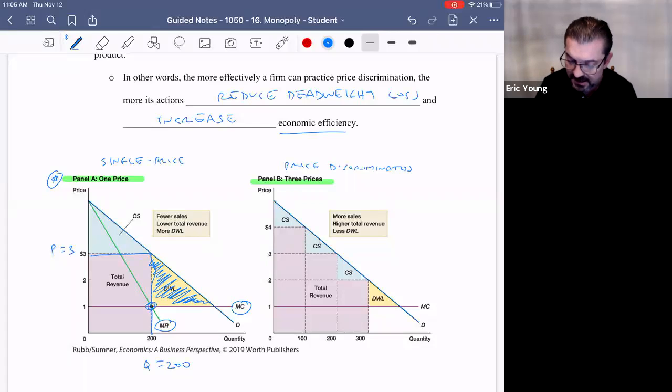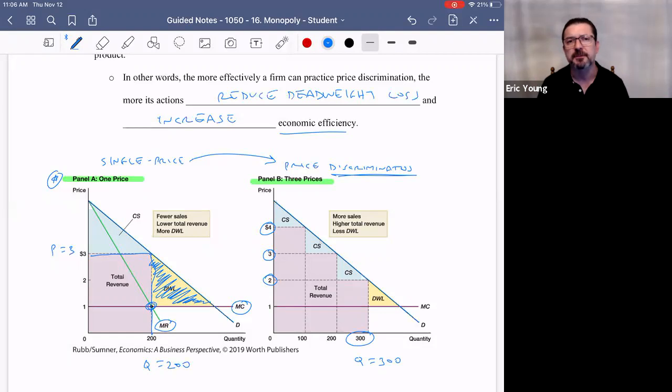But notice if instead we're over here in panel B. This implies that the monopolist is able to determine what individual consumers are willing to pay. So notice here that the monopolist charges $2 to some customers and $3 to other customers and $4 to more customers. By being able to charge different prices, the discriminating monopolist is able to actually sell 300 items.